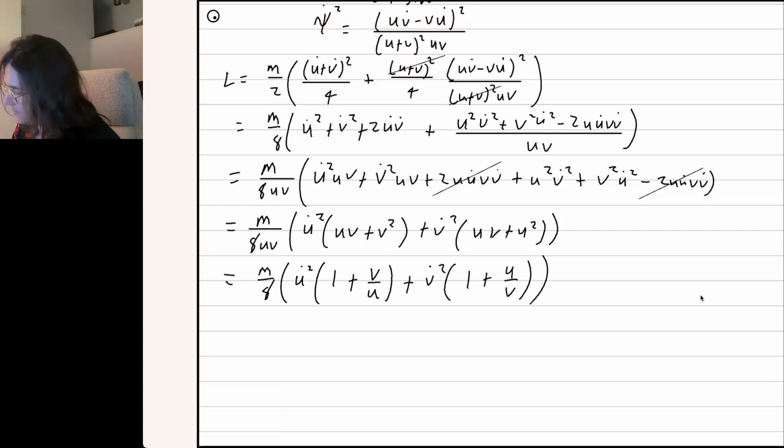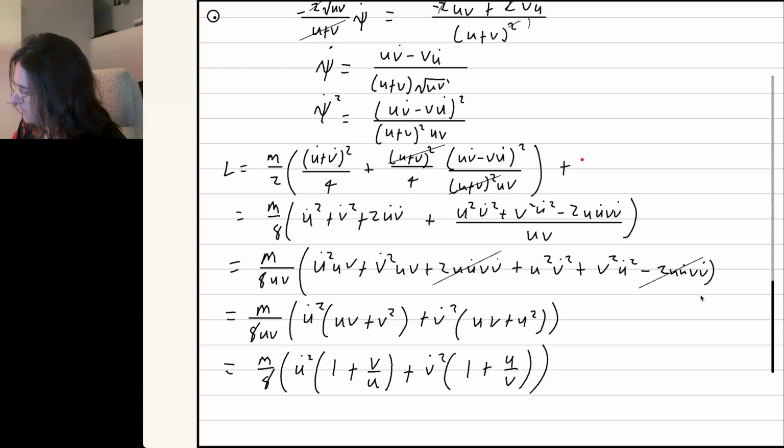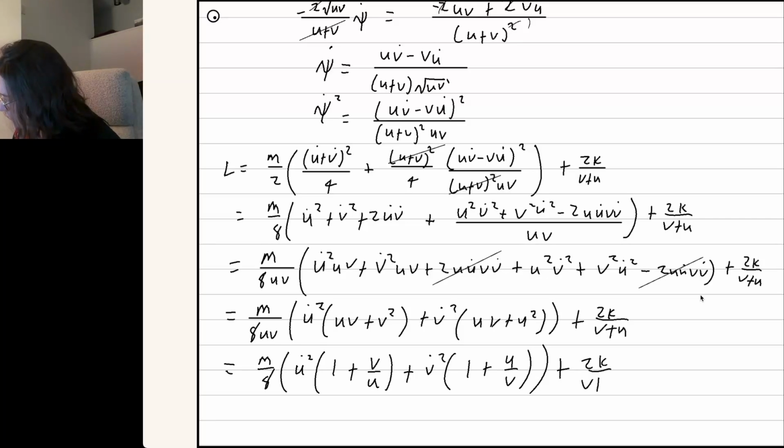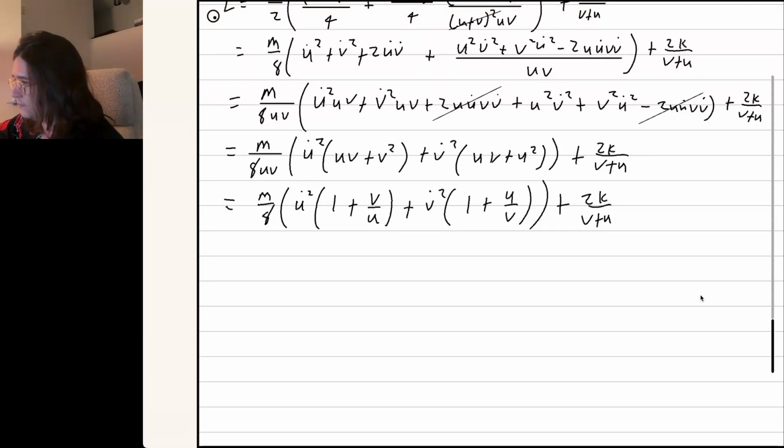I've been neglecting the potential term. Plus k over r, so it's going to be plus 2k over u plus v. Right? Yeah, so that's about as simple as it gets, actually.